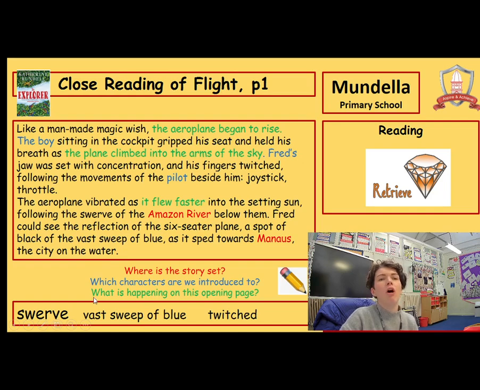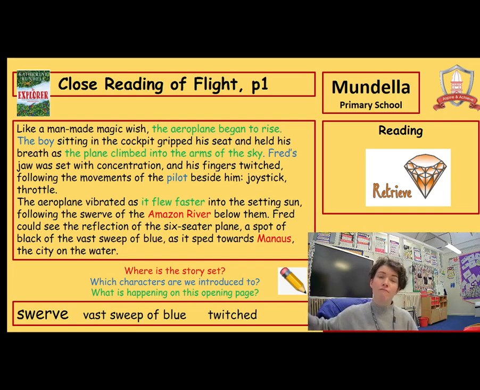And what is happening on this opening page? Well, on this opening page, we have the takeoff of an aeroplane. It's beginning to rise, climbs higher up into the arms of the sky. It is basically following the path of the Amazon River, the swerve. So that's the curve of the Amazon River, which is also described as a vast sweep of blue. So it's giving a sense of how big the Amazon River is.